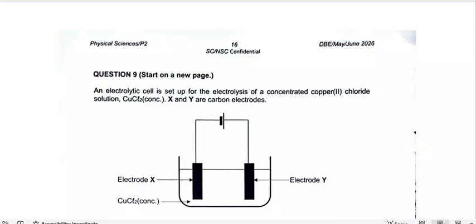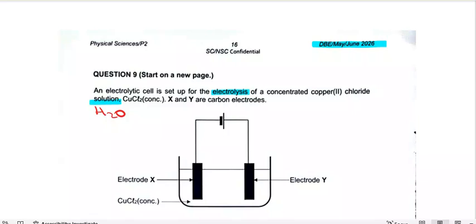Question number 9 of DBE, May/June 2026. This is a sub for this year. An electrolytic cell is set up for electrolysis of concentrated copper chloride solution. So once you see solution, you must know that there is water.